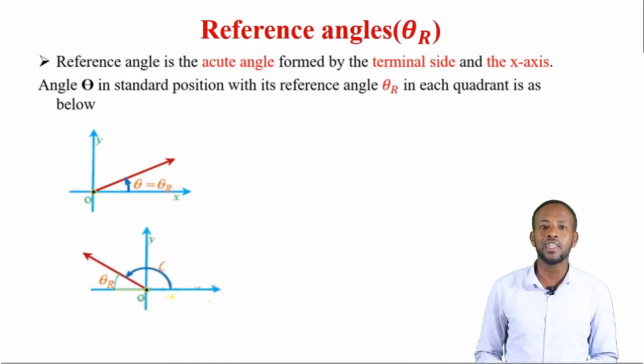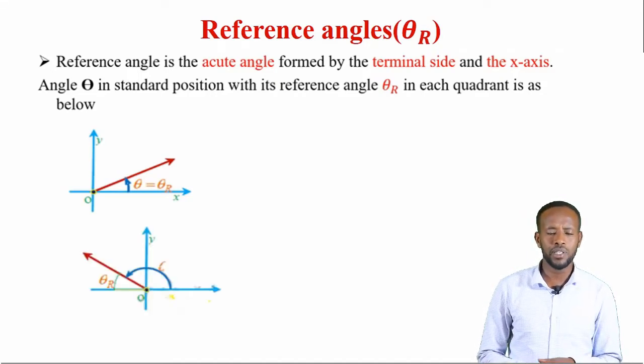Let us see again when the angle is in quadrant 2. As you see from the figure in quadrant 2, when the angle is theta, what is theta r? The reference angle. It is the reference angle.